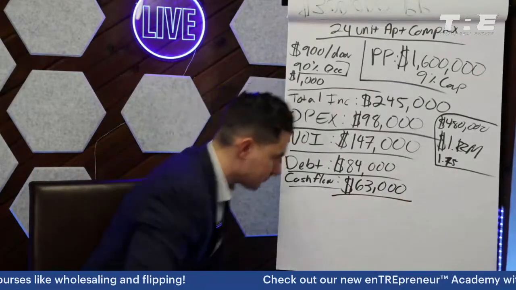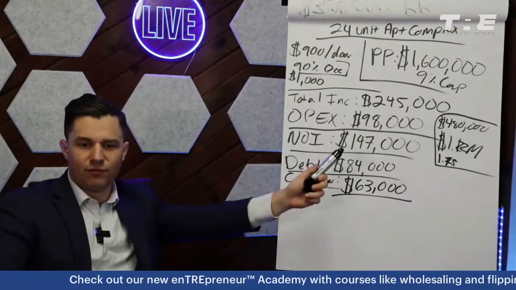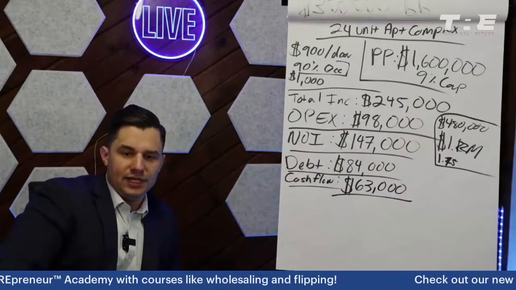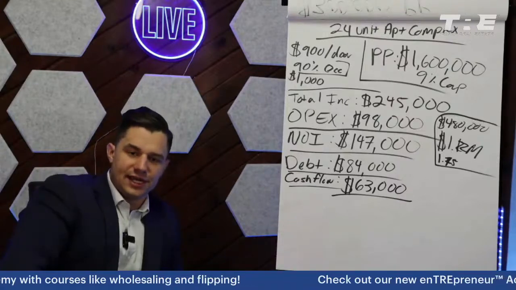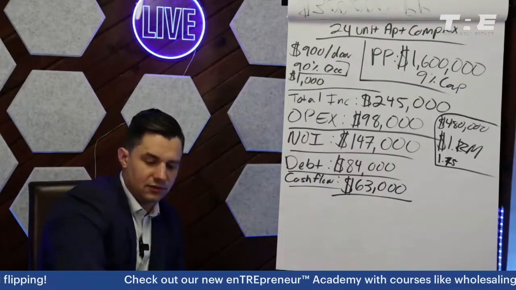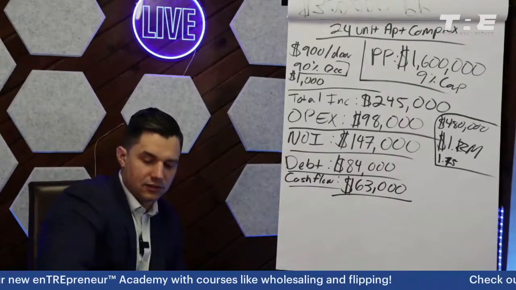All right. So now what's our cash on cash return? We put $480,000 down as a down payment. We get $63,000 a year in cash flow. What is our cash on cash return? Anybody? I'm sure Jordan will get it.